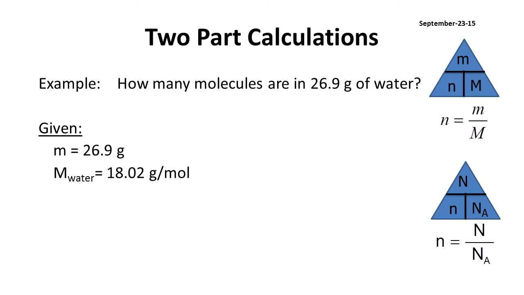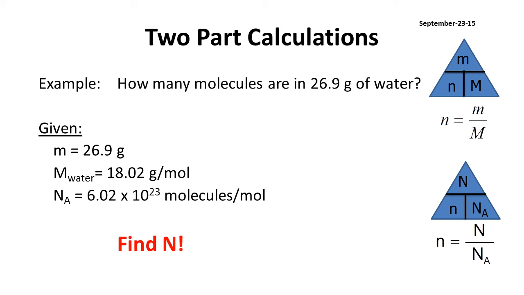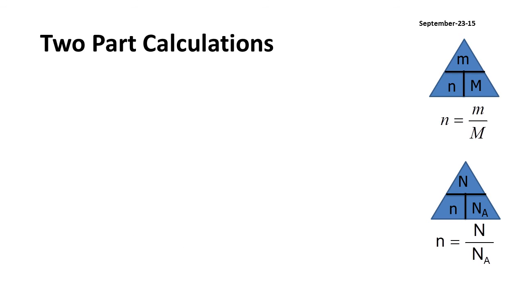I also know Avogadro's number all the time. That never ever changes. The only thing that changes is what we're trying to count the number of moles for. So Na in this case is 6.02 times 10 to the 23 molecules per mole. Ultimately, the problem asks how many molecules are in that mass of water, so I'm trying to find capital N. That's the end goal for this particular calculation. Step one in the calculation is always going to be: write your formula down.